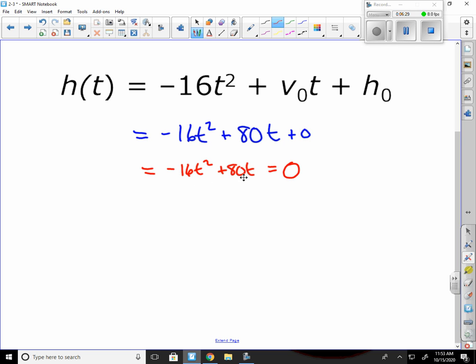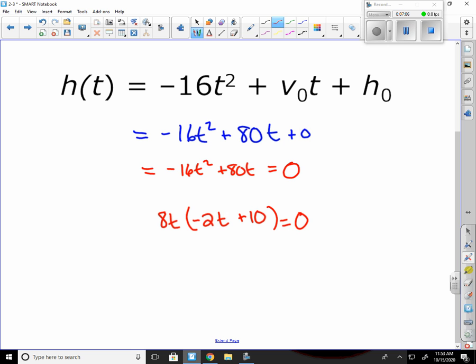I can divide both of these by 8, so I can pull an 8 out. And there's also a t in both terms, so I can pull a t out. If I divide negative 16 by 8, that leaves me with negative 2. If I had 2 t's and I took 1 out, that leaves me with 1 t. If I had 80t, I took 8 out, that leaves me with 10, plus 10 and no t's.